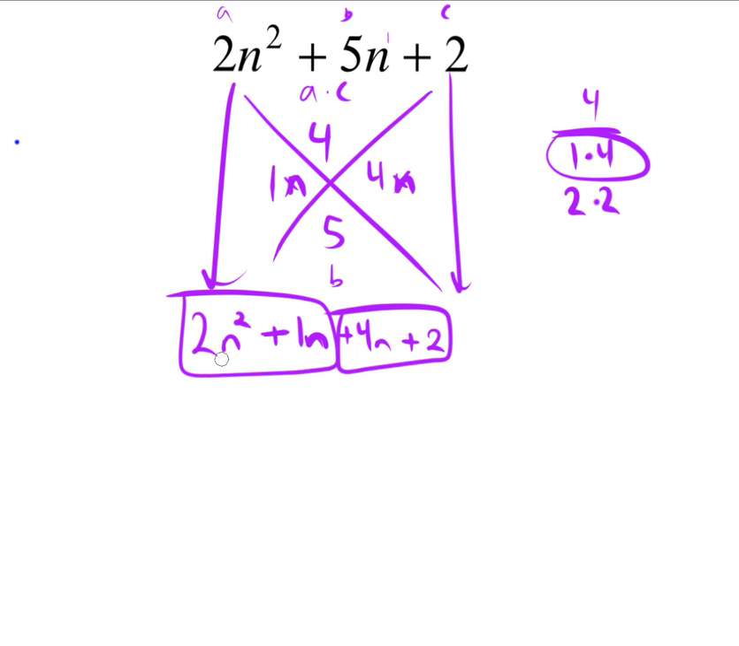What I asked myself was, what factors do these have in common? And as you can see, I really can't factor out anything from the, I mean, I could factor out 1, but that doesn't really help me. The only other thing they have in common is n, so I'm going to divide both of these by n. And by doing that, I get n times 2n plus 1, right? And on this side here, I see what I can factor out.